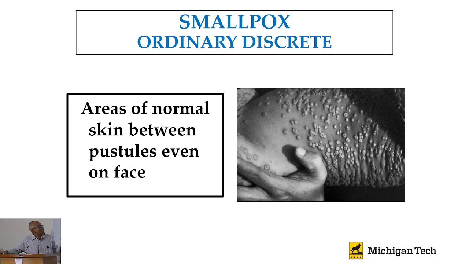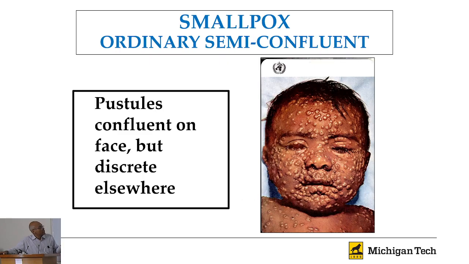This is ordinary discrete, where there are areas of normal skin between pustules. You can see normal skin in between pustules. It's not all together. You can see the normal tissue and pustules, even normal tissue, so it's called ordinary discrete. So this is semi-confluent. You can see the pustules are confluent on the face but discrete elsewhere.